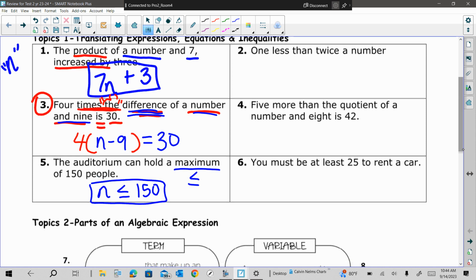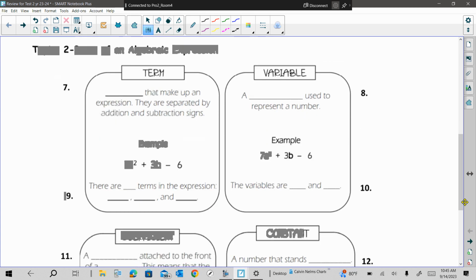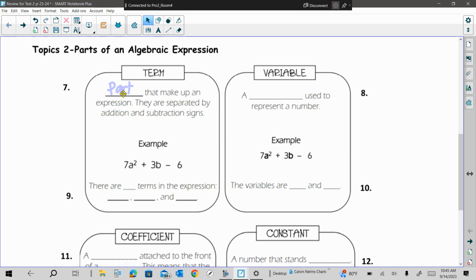Now, topic 2, I want us to do this together, because it's vocab, and you have to know what each one means. There are 4 main concepts in your vocabulary with algebraic expressions. First one is term. A term is the part that makes up an expression that can be separated by addition and subtraction signs. This definition is important: they are separated by addition and subtraction signs.